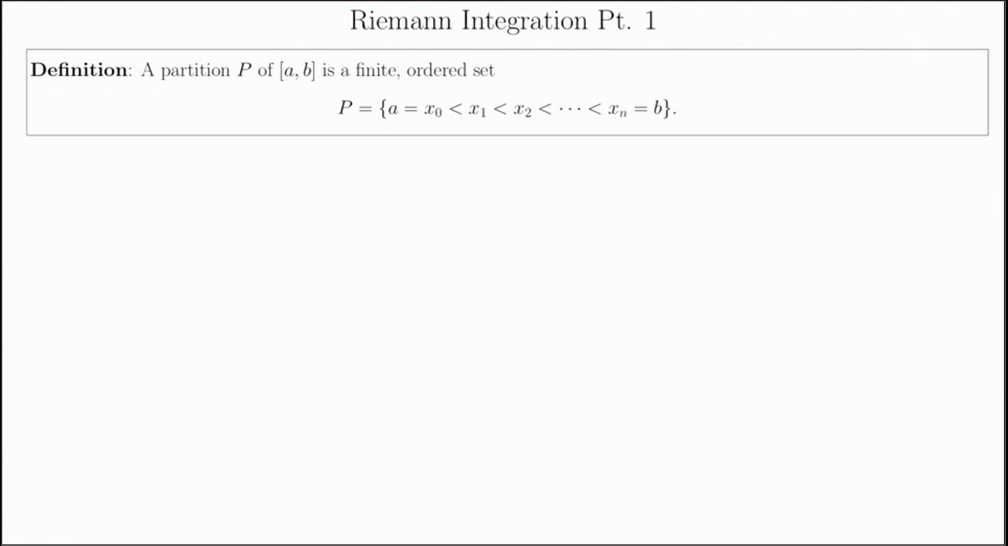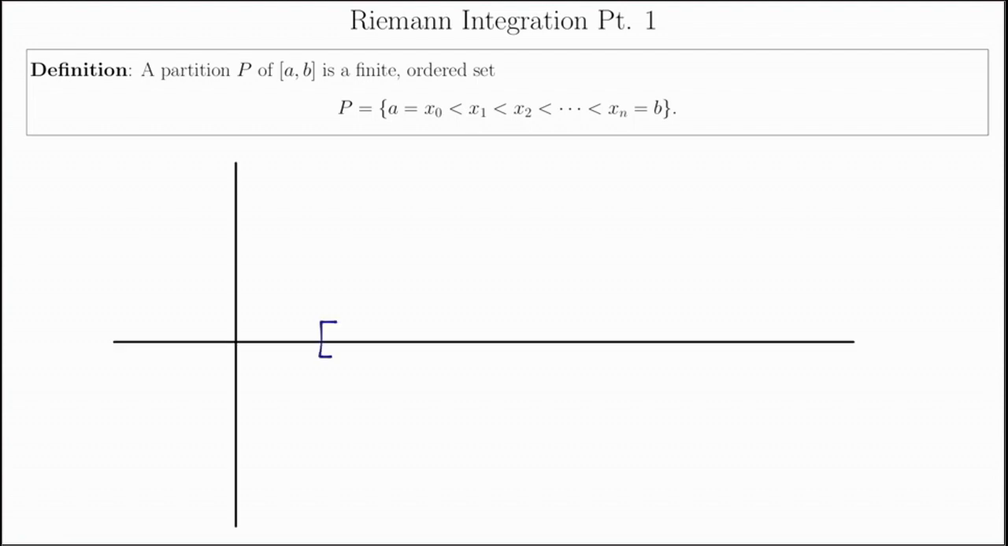The first thing we're going to do is work with the domain. Then we'll bring in the function and talk about what it would mean to say that a function was integrable over the domain. So for our domain, we're looking at an interval of this form, the closed interval from a to b.